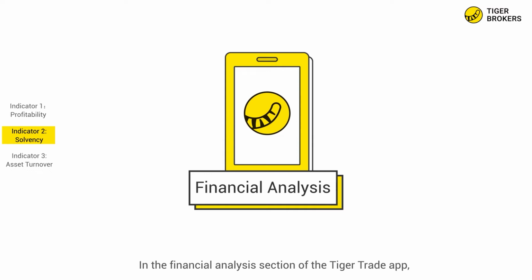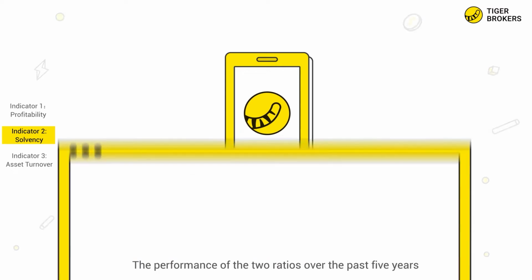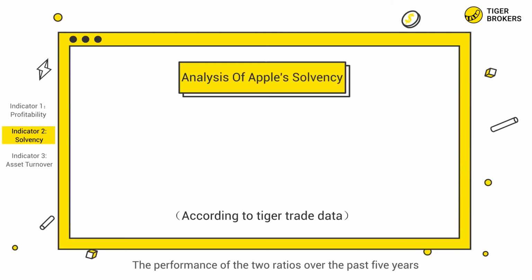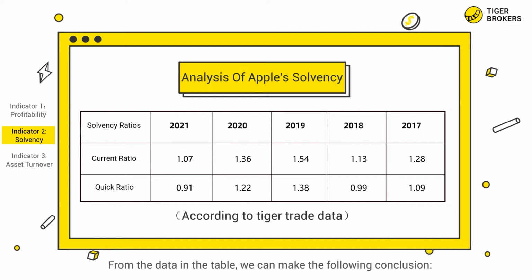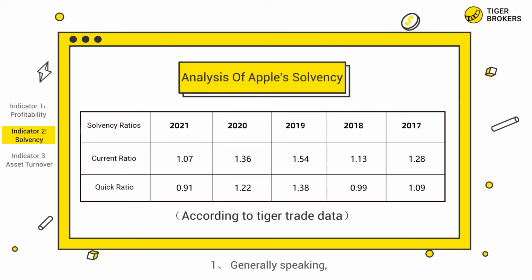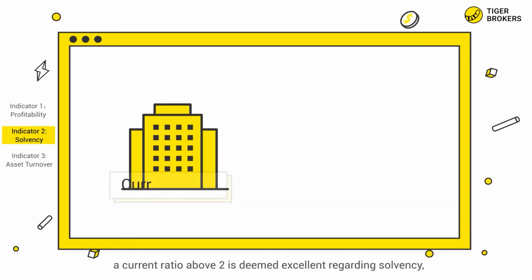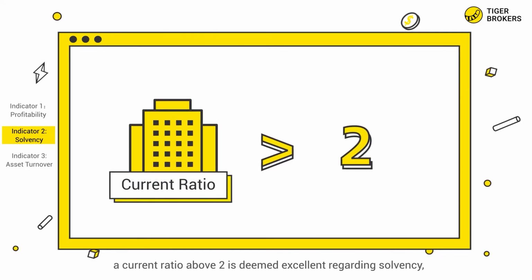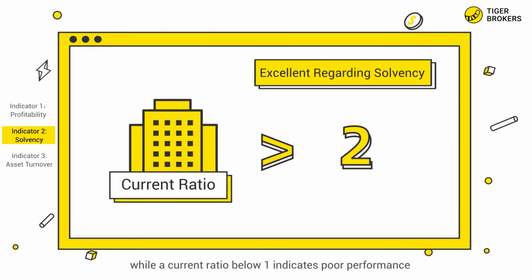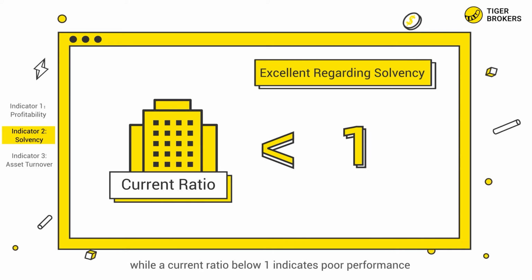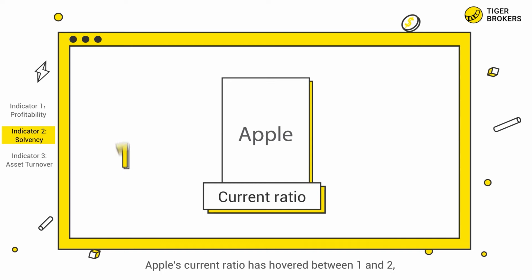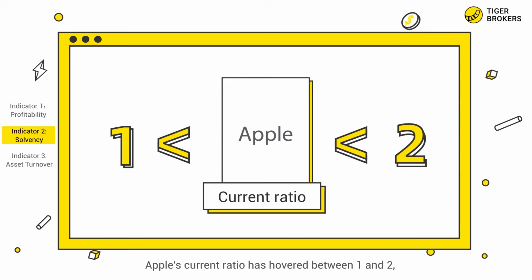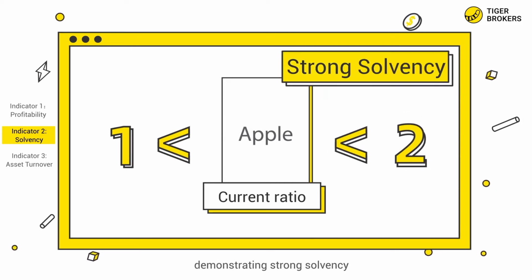In the financial analysis section of the Tiger Trade app, we can quickly find these two ratios. The performance of the two ratios over the past 5 years is summarized in the table below. From the data in the table, we can make the following conclusion. 1. Generally speaking, a current ratio above 2 is deemed excellent regarding solvency, while a current ratio below 1 indicates poor performance. 2. Over the past 5 years, Apple's current ratio has hovered between 1 and 2, demonstrating strong solvency.